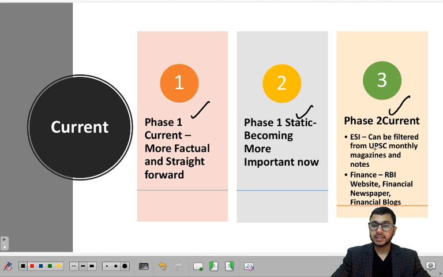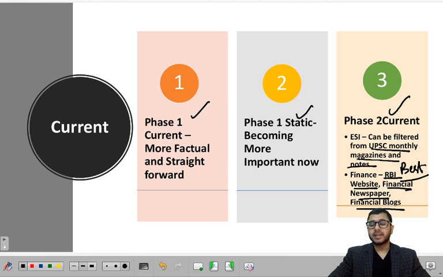ESI, as I said, can be filtered from UPSC monthly magazines and notes. Finance के लिए you need the RBI website, the best area to cover everything. Financial newspapers like Live Mint, Economic Times, Financial Express, and financial blogs. There are a lot of blogs, like there is a blog which I recently found, Economics Discussion. A lot of good articles, very clear and crisp articles on the topics of economics.